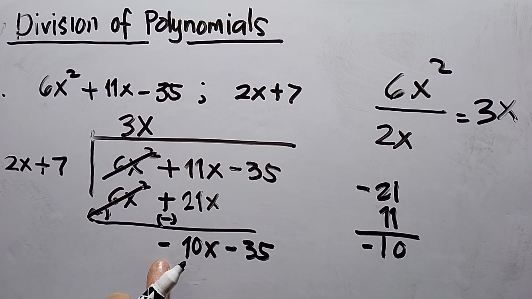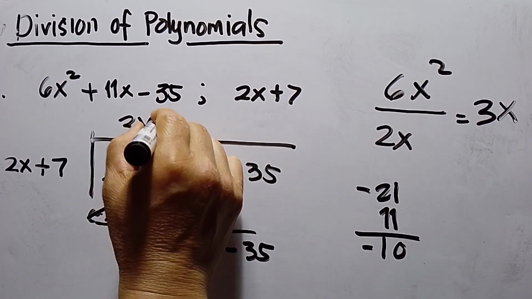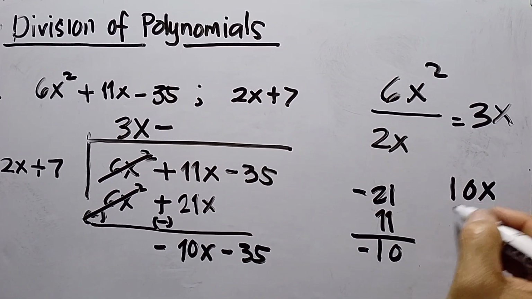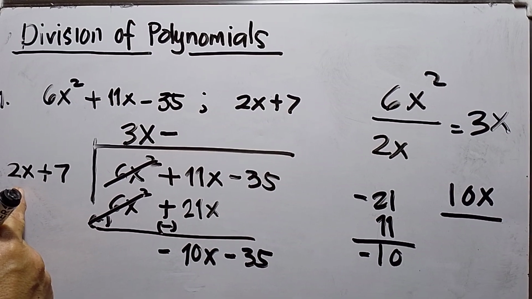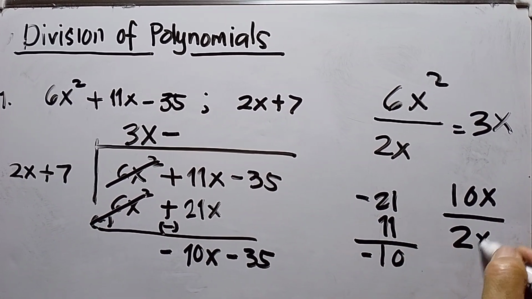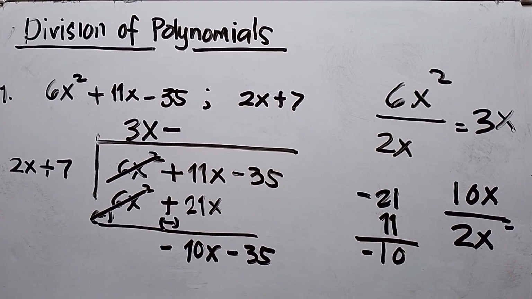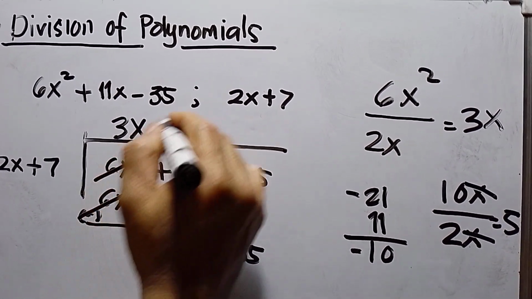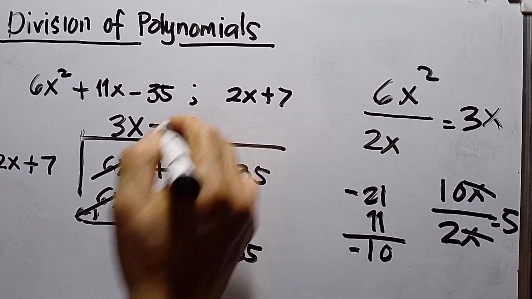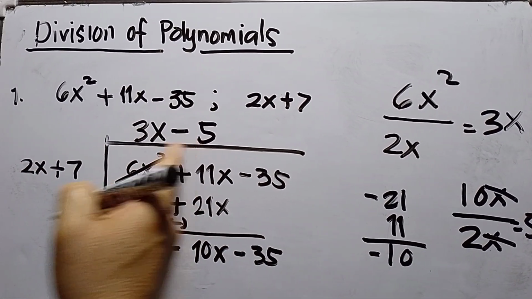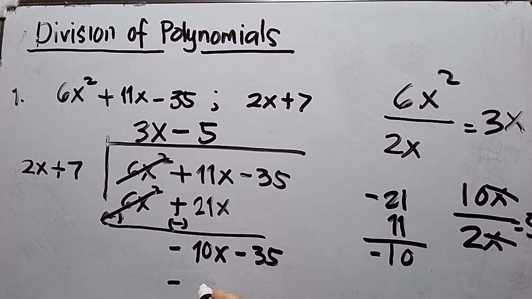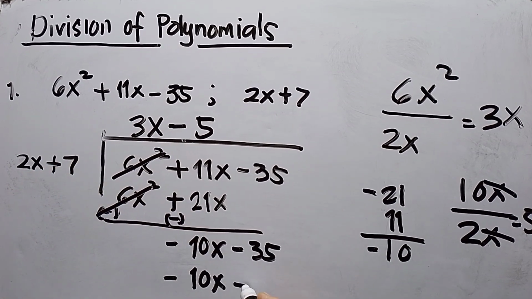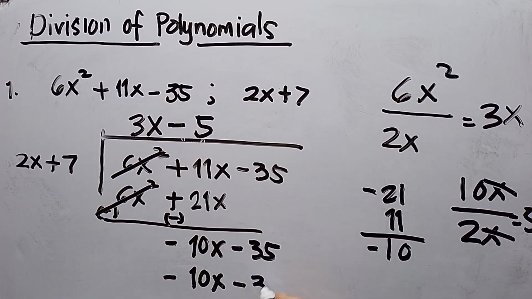Since the first term of the new dividend is negative, my quotient also will be negative. Again, 10x divided by the first term of the divisor, which is 2x. So 10 divided by 2 is 5, and then x will be crossed out. So this will be negative 5, and then multiply. Negative 5 times 2x will be negative 10x. Then negative times positive will be negative 5 times 7 is 35.